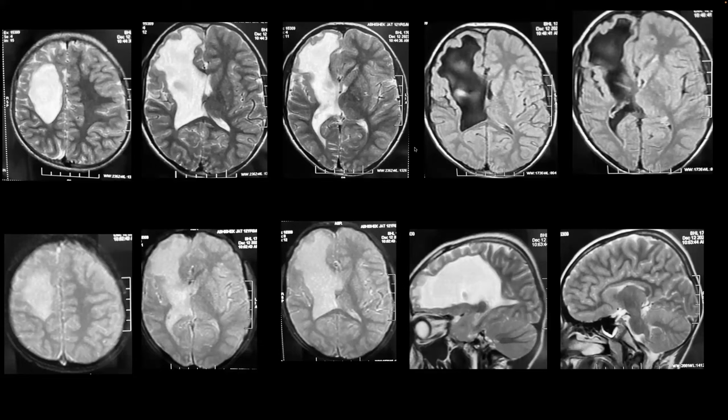Were they twins, the siblings you showed? No, 4 years difference. 4 years difference, okay. It will be useful to scan the other one as well, right? Yeah.